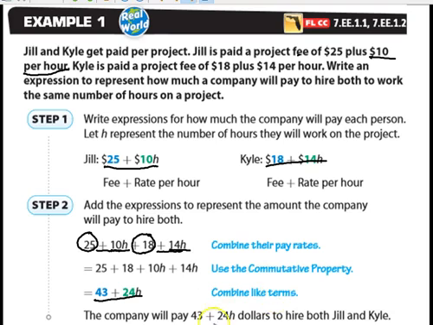So this is just what it's going to cost the company. Okay? This is what Jill will make. This is what Kyle will make, but this is costing the company. That's how much the company will have to pay. Okay?